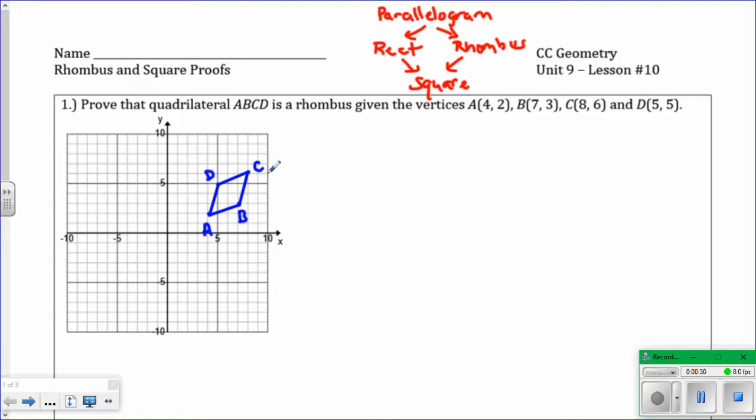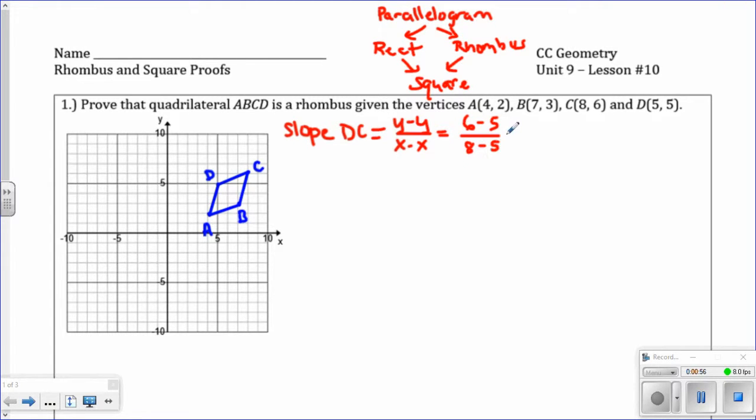How do I do that? Well, in a parallelogram, opposite sides are parallel, which means they have the same slope. So we're going to find the slope of all 4 sides and show that the opposite sides are parallel. Okay, so the slope of DC is what we're going to do first. Formula is y minus y over x minus x. And when I do this, I'm actually going to do point C first. So I'm going to have 6 minus 5 over 8 minus 5. So on the top we get 1, and the bottom we get 3, 1/3.